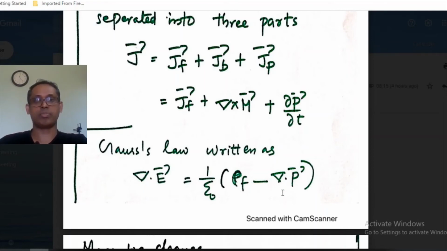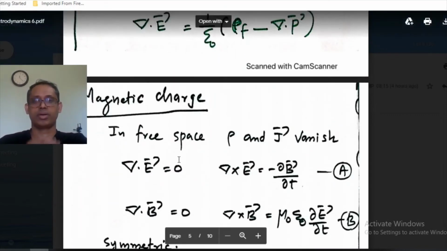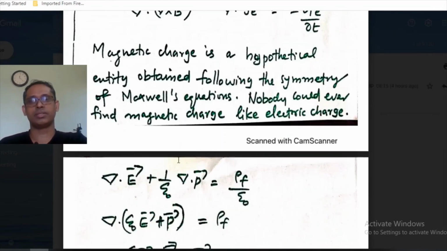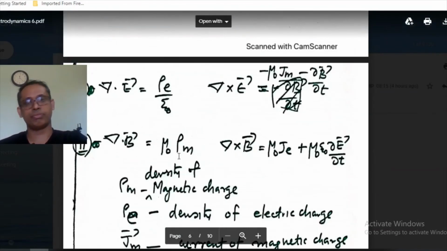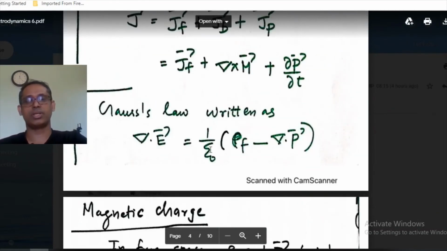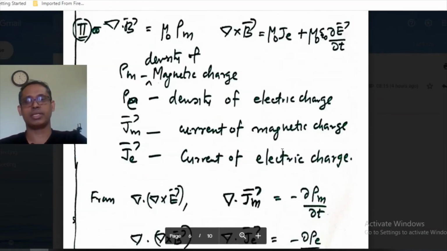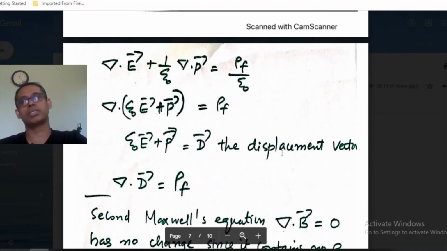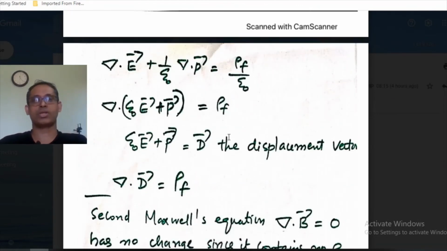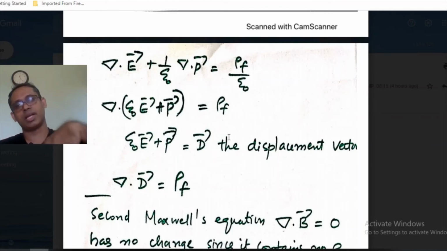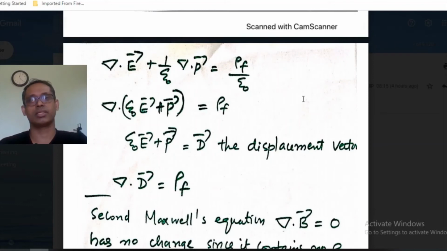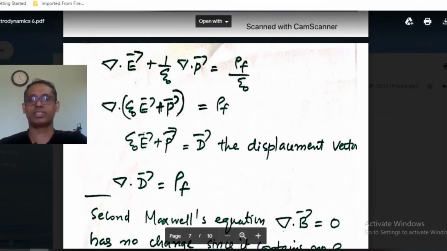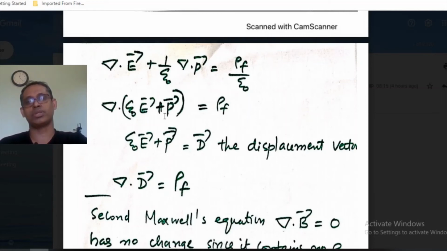Rho B is minus del dot P. So del dot E is equal to 1 upon epsilon 0 rho F minus del dot P. Here from this expression, I am writing del dot E plus 1 by epsilon 0 del dot P, taking del dot P from the right hand side to the left hand side, that is equal to rho F by epsilon 0. From this, an expression can be written: del dot (epsilon 0 E plus P) is equal to rho F.